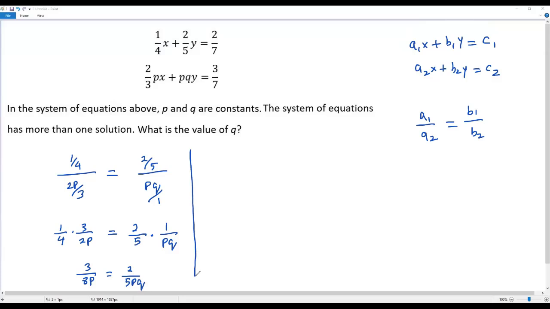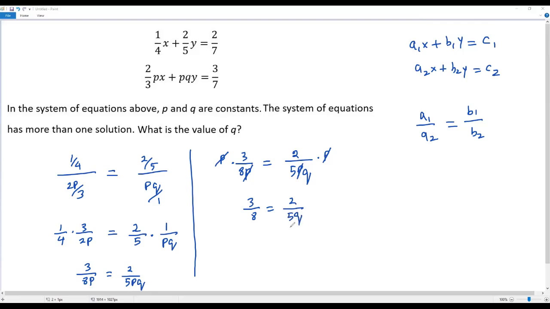Okay, now let me write the same equation over here. That is 3 over 8p equals 2 over 5 times pq. Now on both sides we find p in the denominator. So we can easily get rid of this p in the denominator. For that we have to multiply both sides of the equation by p. Let me do it. When I multiply both sides of the equation by p, the p will cancel out. I'm getting 3 over 8 equals 2 over 5q.